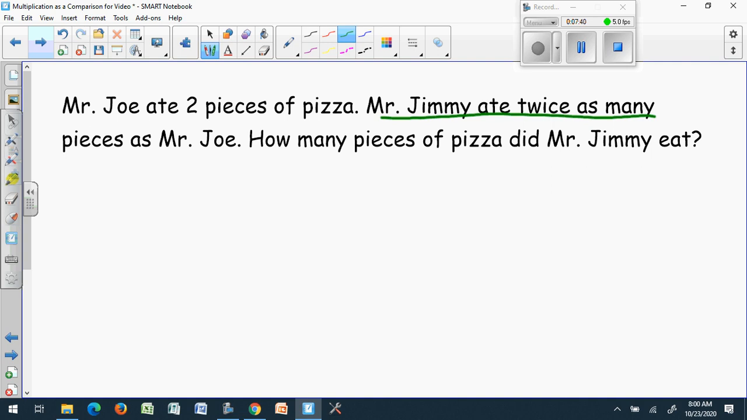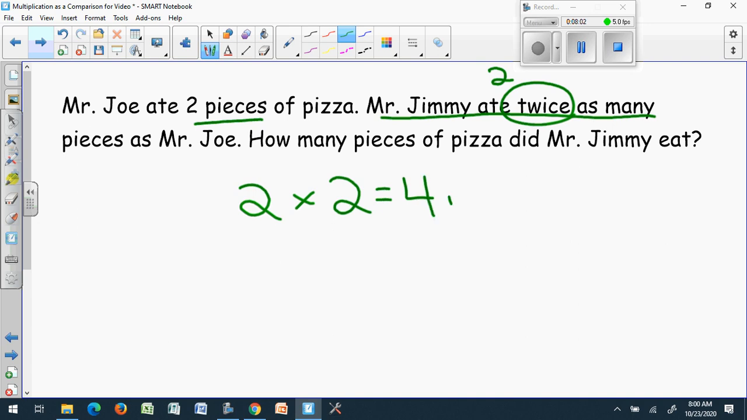So I know that I'm going to use my multiplication sentence again. So if Mr. Joe ate 2, and Mr. Jimmy ate twice as many, think about what number twice means. Okay, it means 2. I'm going to do 2 times 2. And I know, easy multiplication, it means that he ate 4 pieces of pizza. And does that make sense? Mr. Joe ate 2, and Mr. Jimmy ate 2 times that. So yes, that does make sense, 4 pieces.